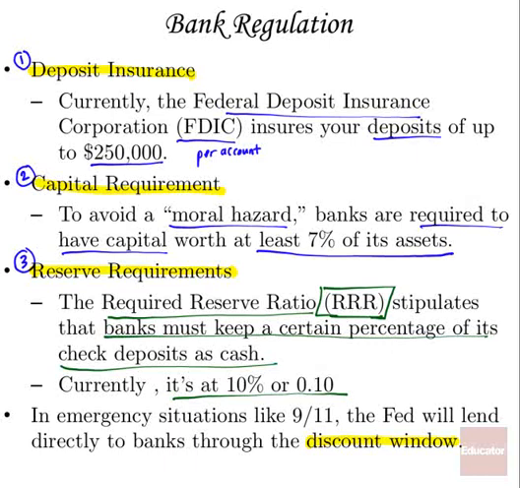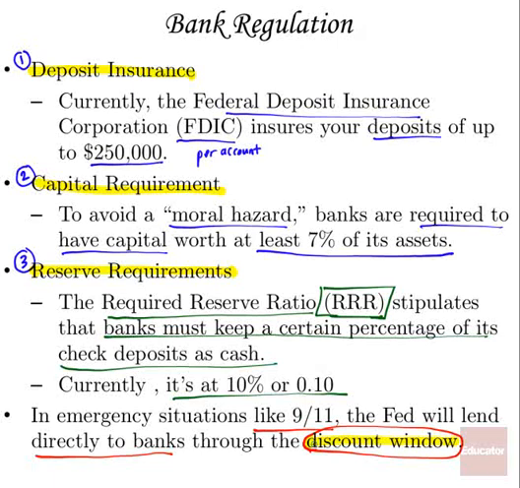Now, in emergency situations like 9/11, the Fed will lend directly to banks through what's called the discount window. And that's exactly what the Federal Reserve did. It opened the discount window and basically wanted to calm the markets and say that the Federal Reserve is there to supply liquidity needs to banks. So banks weren't in a bad situation if customers didn't have adequate access to cash. What the Federal Reserve did was allow banks to borrow directly without some of the normal red tape that would be accompanied in non-emergency situations.